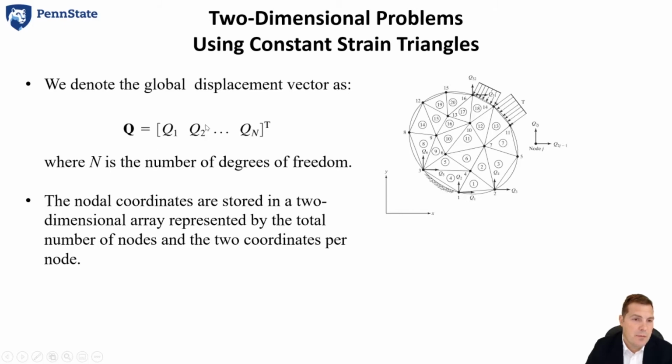So it's kind of confusing because this is not node 1 and node 2. That can be misleading. This is actually degree of freedom 1 and 2. So Q1 and Q2 both represent displacements of node 1. Okay, that is a confusing thing when we go to these higher dimensions.